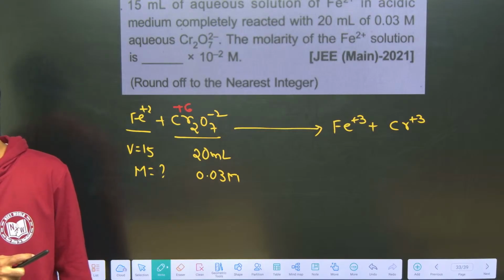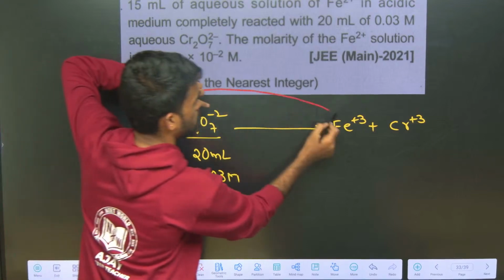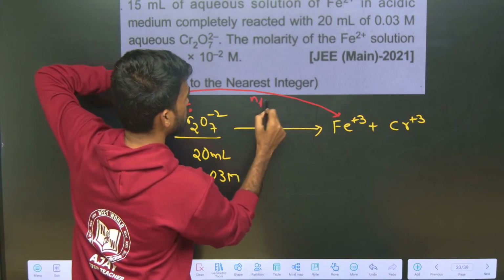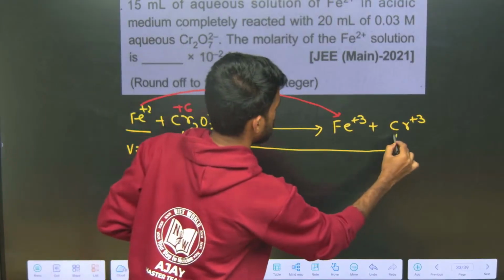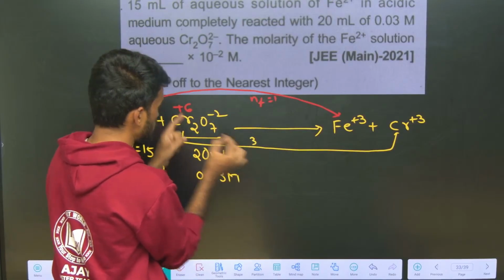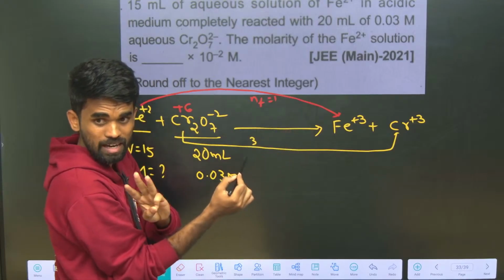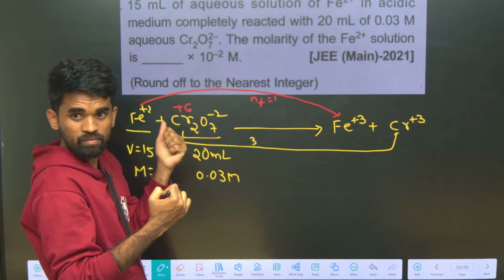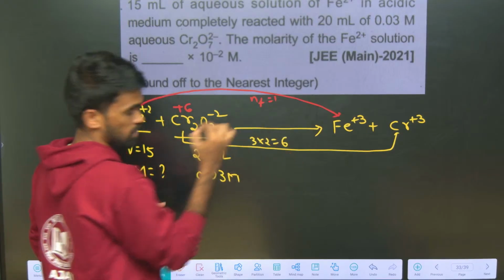Find its N factor in both cases. See, Fe +2 is converting into Fe +3, which means the N factor will be 1. And here chromium +6 is converting into +3, which means 3 electrons are gained by 1 chromium. How many chromium atoms are there? Two, so the N factor is 6.